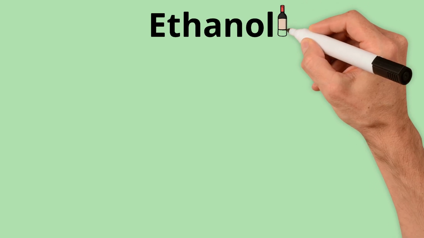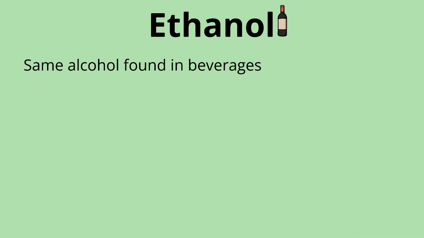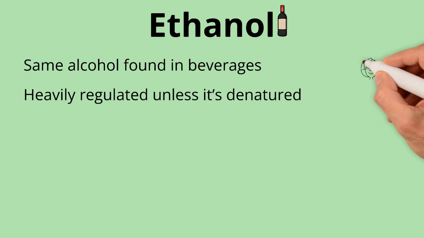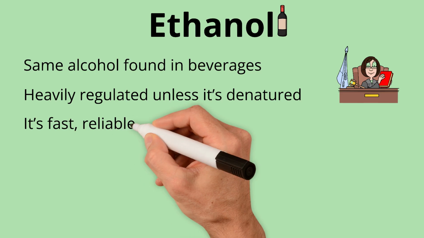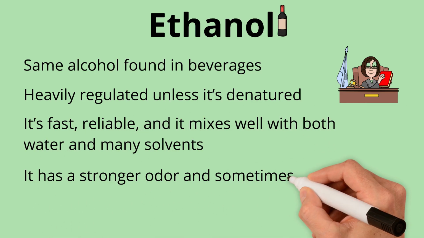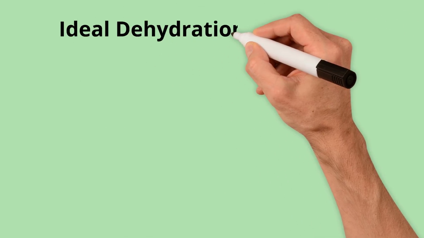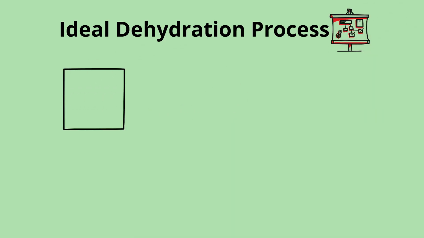Let's start with the big one, ethanol. Ethanol is the same alcohol found in beverages, which is why its purchase is heavily regulated unless it's denatured, meaning mixed with methanol or isopropanol to make it undrinkable. It's considered the ideal dehydrant because it's fast, reliable, and it mixes well with both water and many solvents. In practice, many labs use denatured or reagent alcohol instead of pure ethanol to avoid strict regulations. The downside is that it has a stronger odor and sometimes contains additives that can cause stain fading.